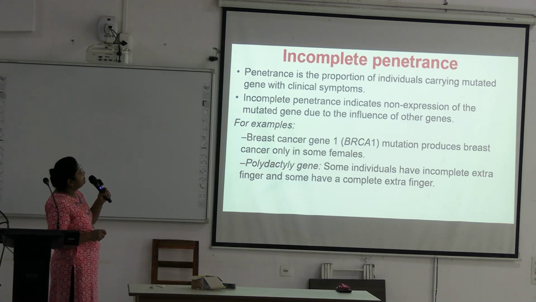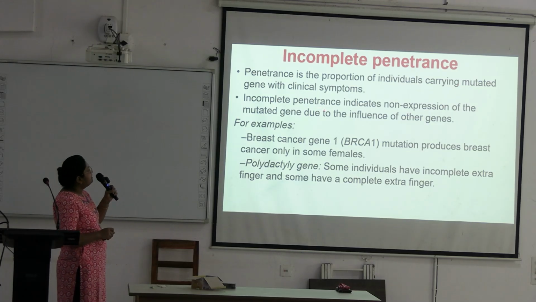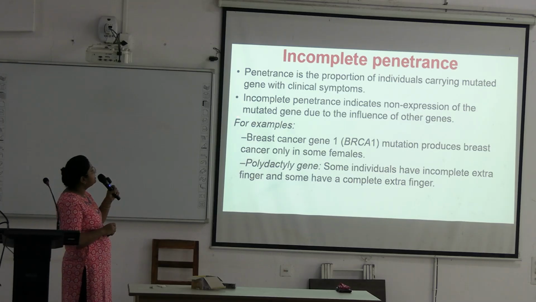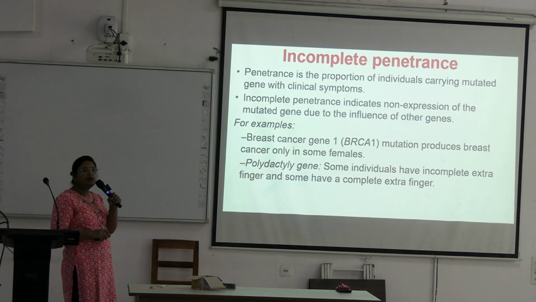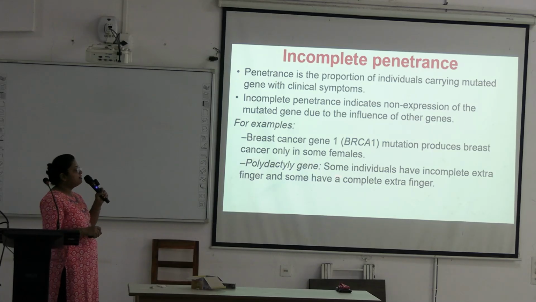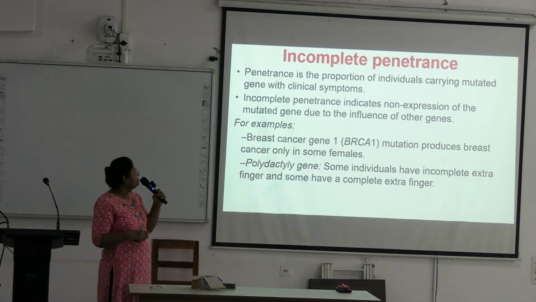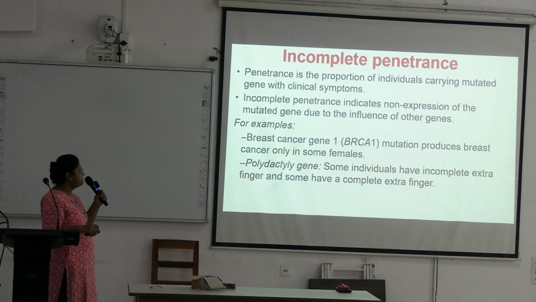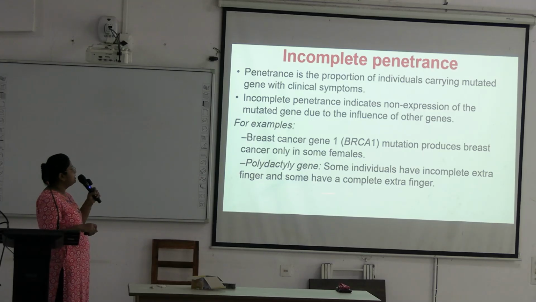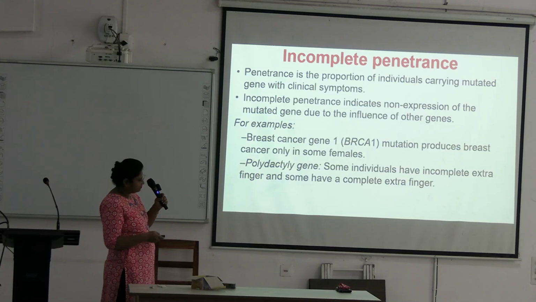Next is incomplete penetrance. Penetrance is the proportion of individuals carrying mutated gene with a clinical symptom. Incomplete penetrance indicates non-expression of the mutated gene due to the influence of other genes. For example, breast cancer gene 1, BRCA1, mutated produces breast cancer only in some females. Not all the females having BRCA1 mutation will produce breast cancer. Okay. Polydactyly gene: some individuals have an incomplete extra finger and some have a complete extra finger, according to the expression pattern.